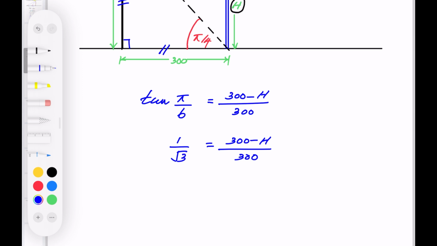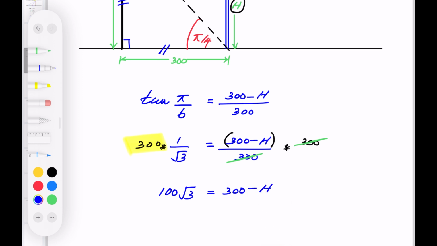Now how would you solve that? We can quite easily multiply both sides of this equation by 300. When we do that, you can see that the 300s will be cancelled from the right hand side, and on the left hand side, since the 300 right here can also be written as 3 times 100, that divided by square root 3 will be equal to 100 times square root 3. That's equal to 300 minus h.